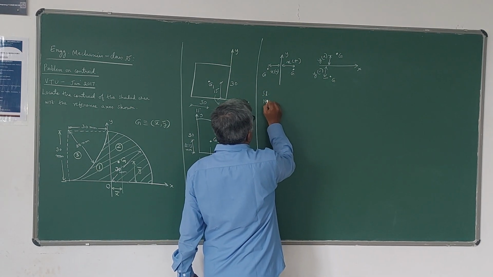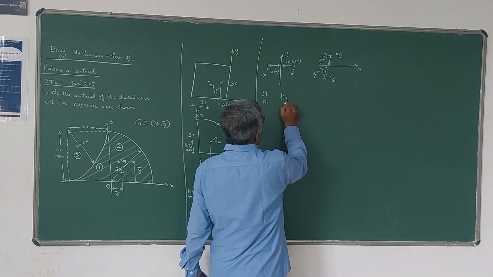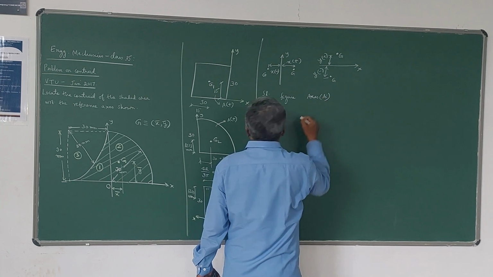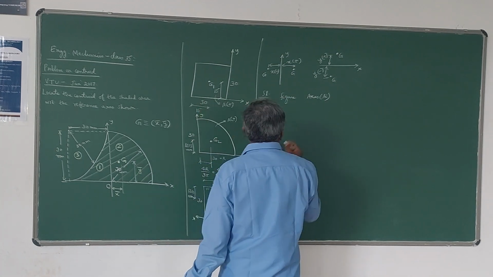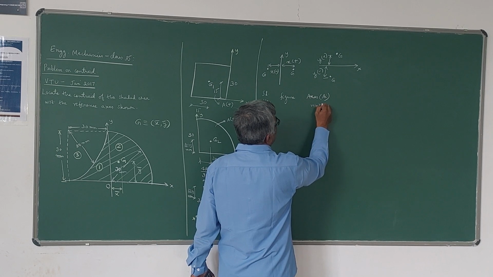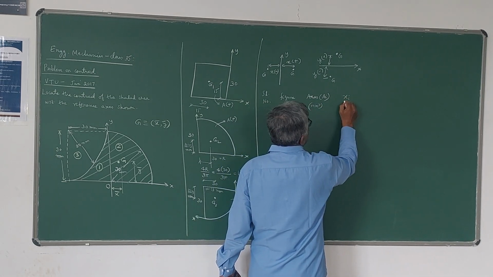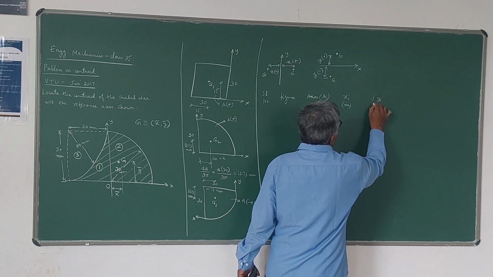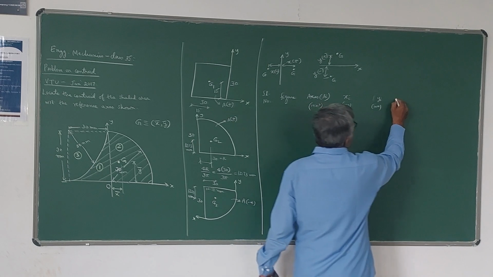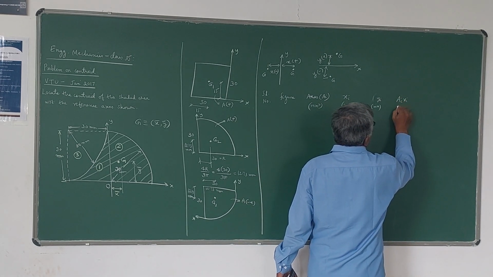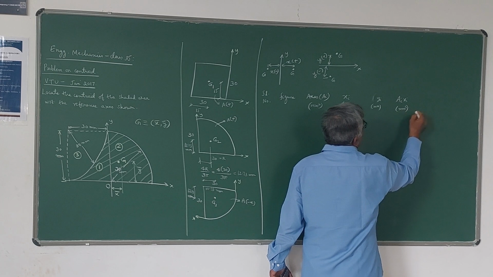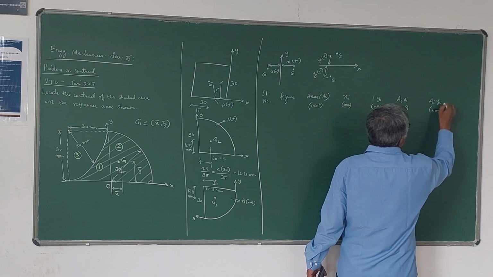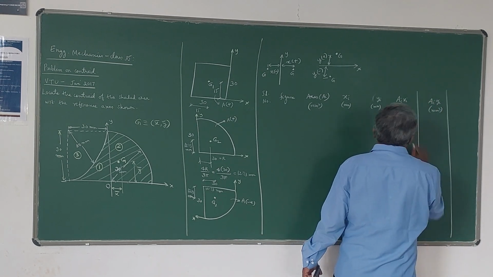As usual, I will write the tabular column: serial number, figure, areas, Ai. Of course, here the dimensions are in millimeters, therefore area will be in millimeter square. Then distances, xi in millimeter, yi in millimeter. Then I have to take the product, Ai xi in millimeter cube and Ai yi in millimeter cube. So this is the tabular column we have to use now.